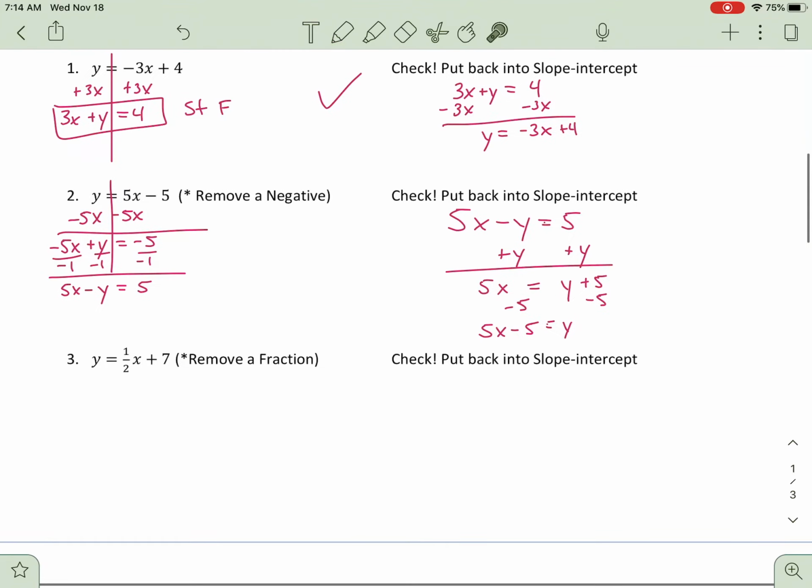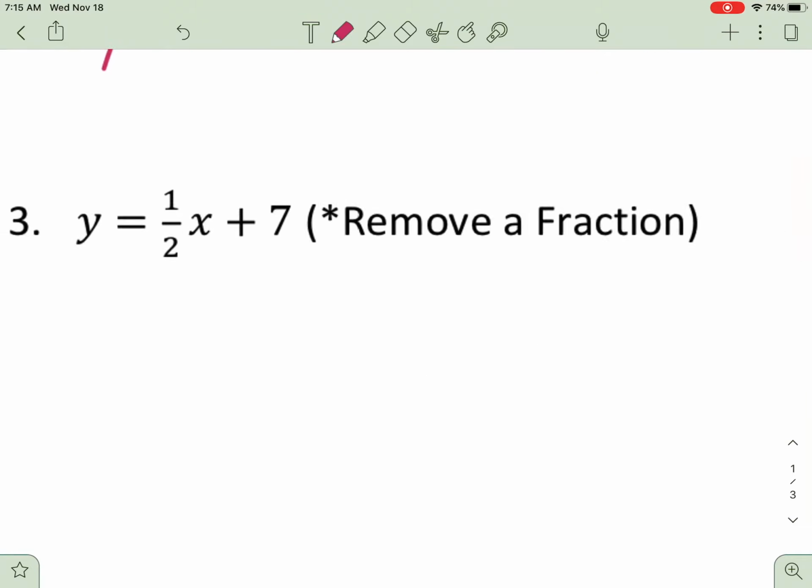So this is just a check. You don't have to do this all the time. What matters is converting it from slope-intercept into standard, but we do want to be able to check our work, and so this is the work check.